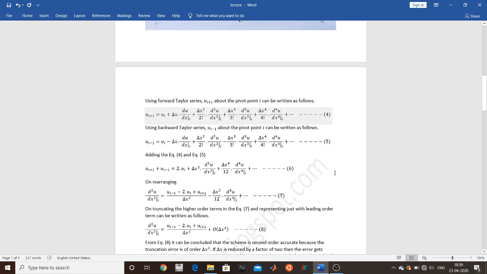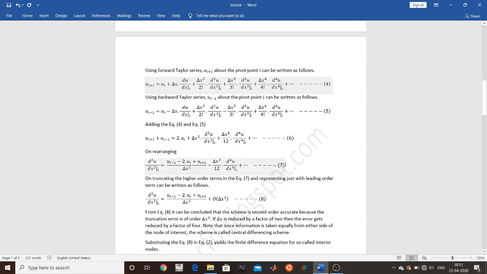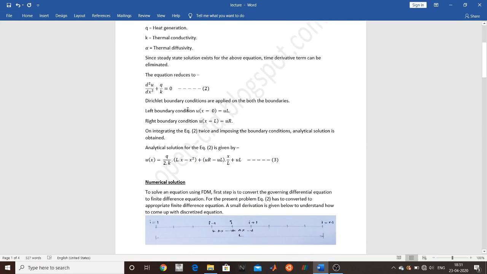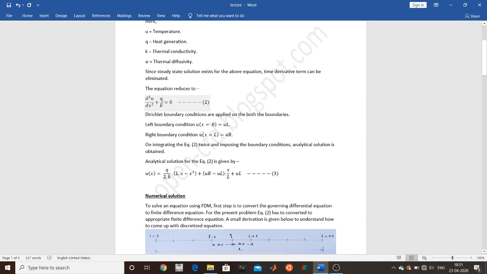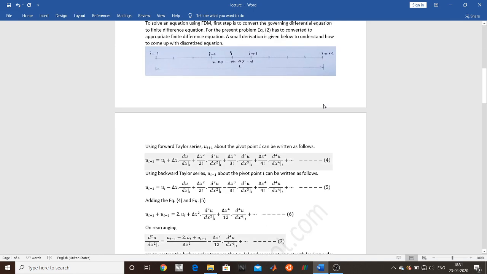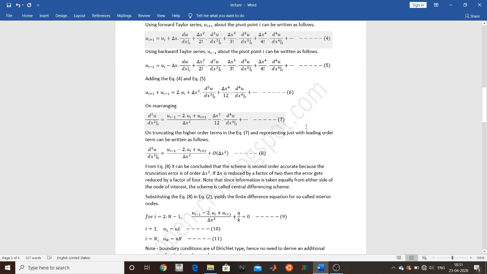On adding equation number 4 and equation number 5, we reach equation number 6, and on rearranging, we are interested in isolating d squared u by dx squared at pivot point I, because we are interested in solving d squared u by dx squared plus q generation by k equals 0. On truncating the higher order terms and representing just with the leading order term, we can rewrite equation number 7 as equation number 8.